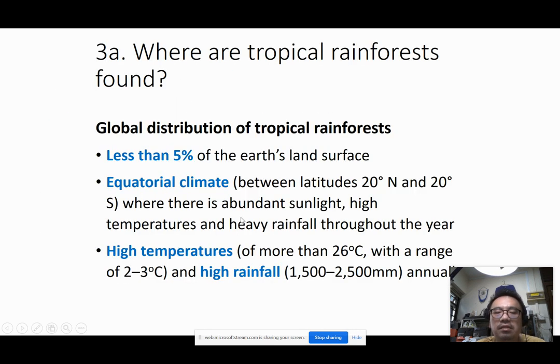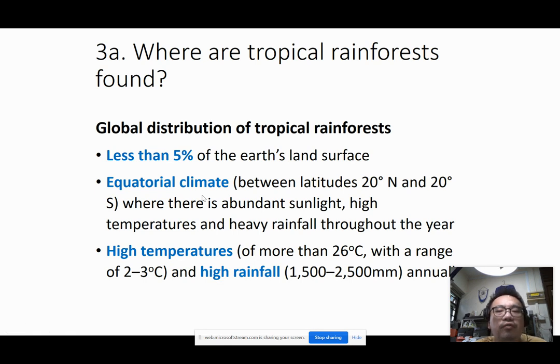Now, where exactly is this deforestation happening most? Okay, so we need to come back to where you can find rainforest. In terms of climate, there's a very important thing. If you don't have an equatorial climate, you will not be able to have rainforests. Okay, so for tropical rainforest, one very important thing is you need to know what kind of climate. It is the equatorial climate, right? Not other climates, equatorial climate.